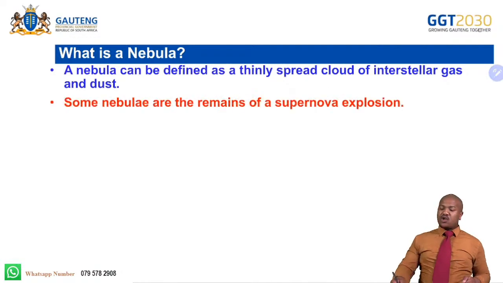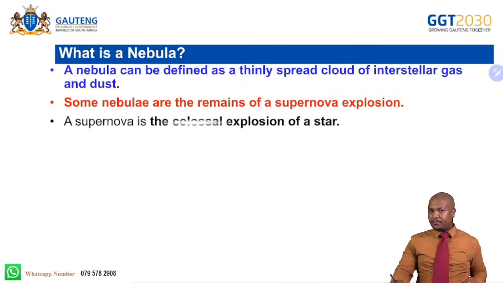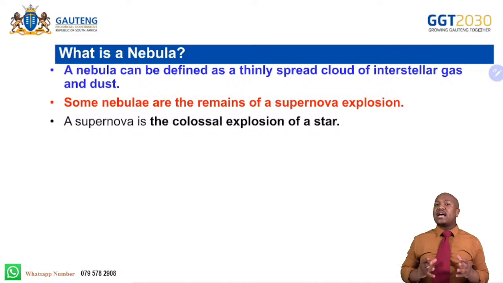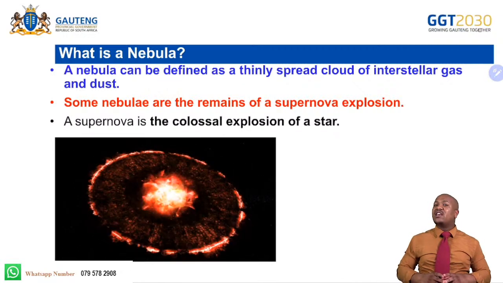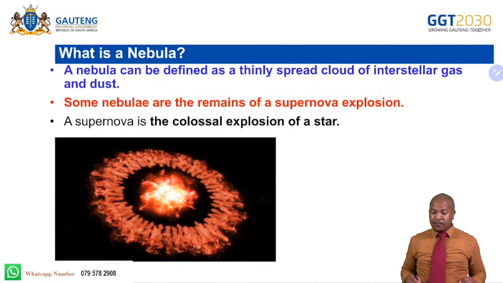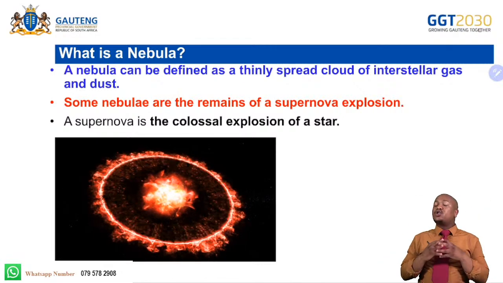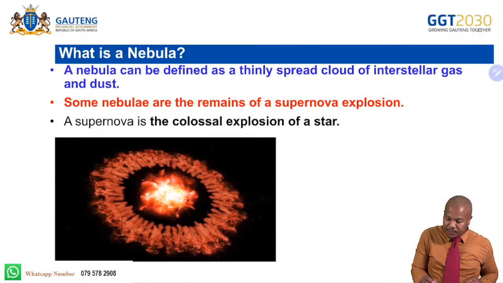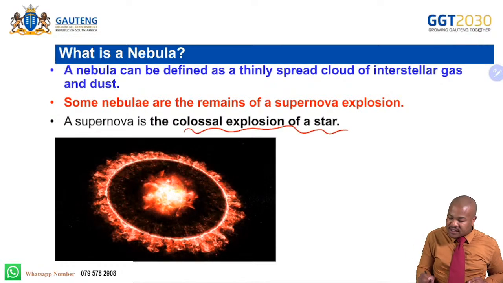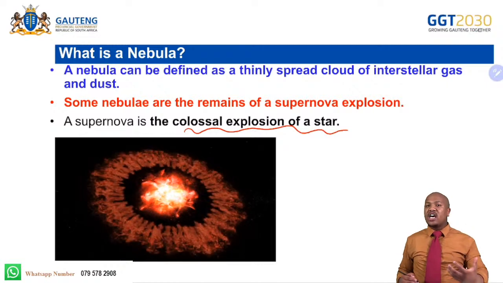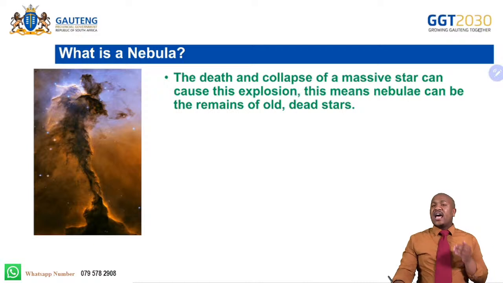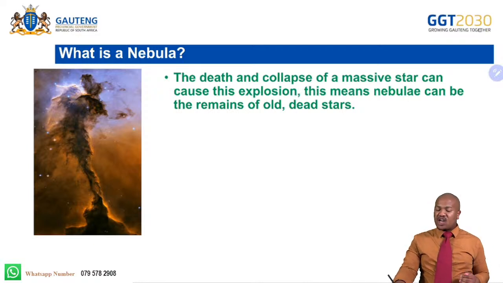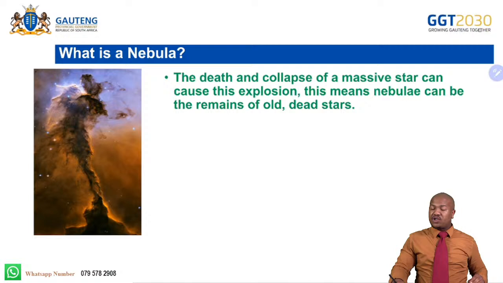Are we together? So some nebulae are the remains of a supernova explosion, which is a colossal explosion of a star. So many stars are able to give birth to other stars. And this results from what? A supernova explosion, which is a colossal explosion of a star and gives rise to nebulas. Are we together? And also, the death and collapse of a massive star can cause this supernova explosion that I'm talking about.